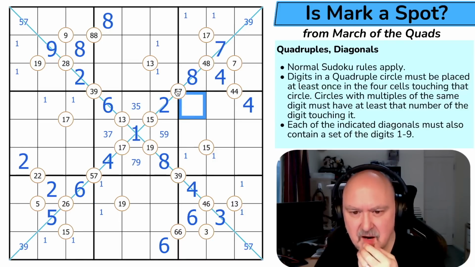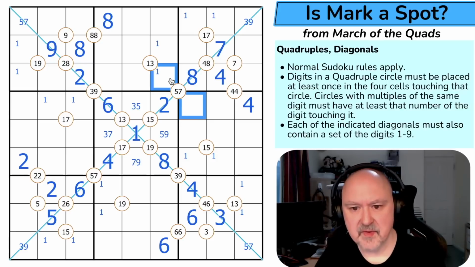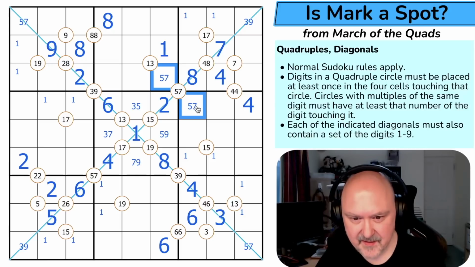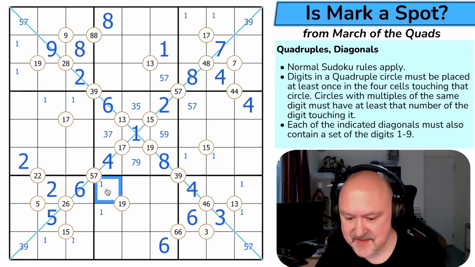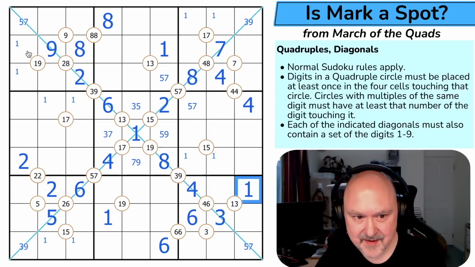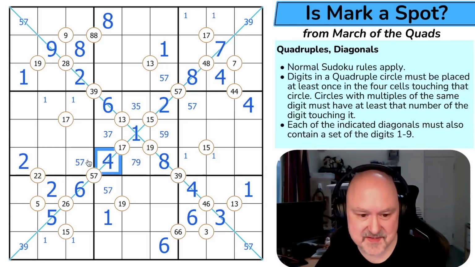Like, this is... Oh, these are 5 and 7, because I've got 2 and 8 on this. This is 5 and 7. This isn't 1. This is 1. This is a 5-7 pair. This is a 5-7 pair. So this isn't the 1. This is the 1, which means this isn't the 1. This is the 1. This isn't the 1. This is the 1. This is a 5-7 pair because of the quadruple.